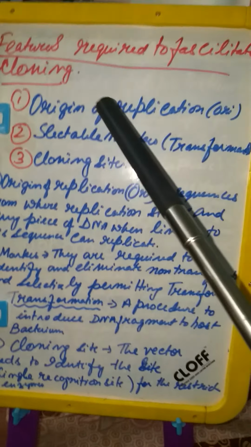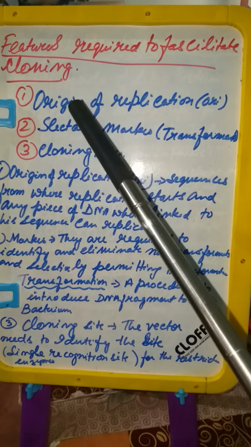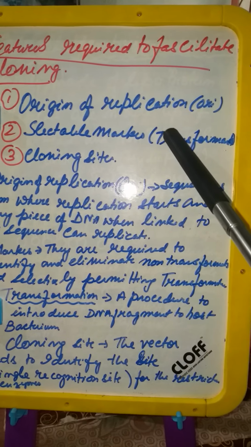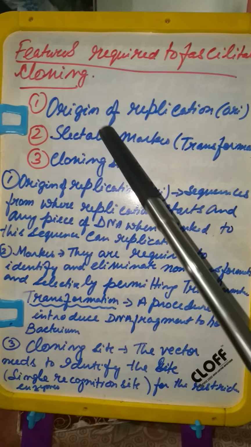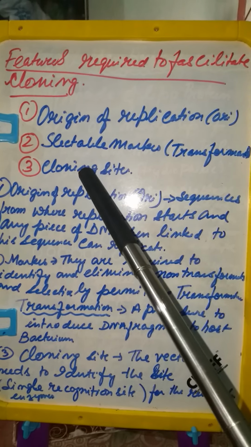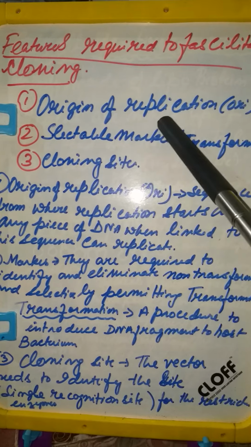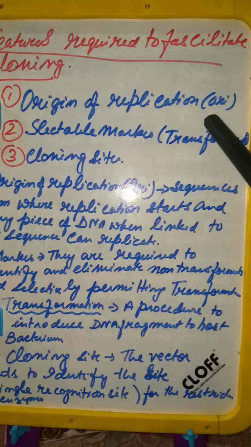Now here you see what are the features that are required to facilitate cloning? What do we require? First, we need the origin of replication. What is origin of replication? That is known as ORI.